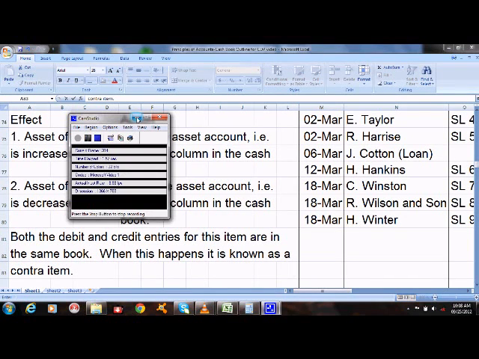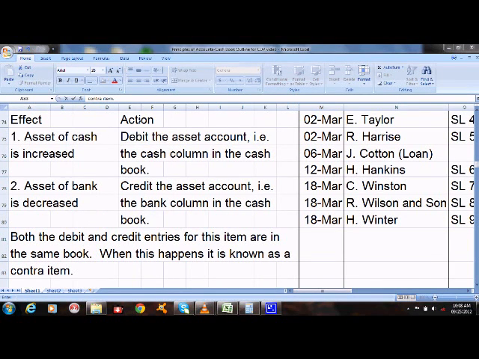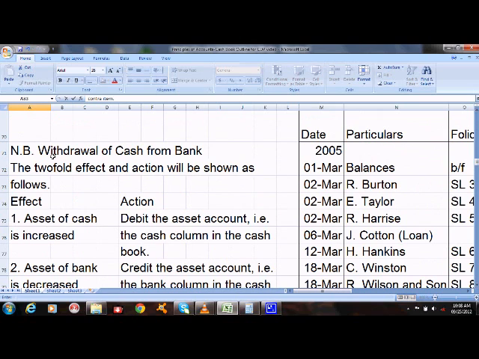Now, friends, before we go to the next transaction, which was on March 21, we have to look at something. It says, note briefly, withdrawal of cash from bank. And listen carefully to what is being said now, friends. If the firm requires cash, it may withdraw cash from the bank. This is done by making out a check to pay itself a certain amount in cash. The bank will give cash in exchange for the check.